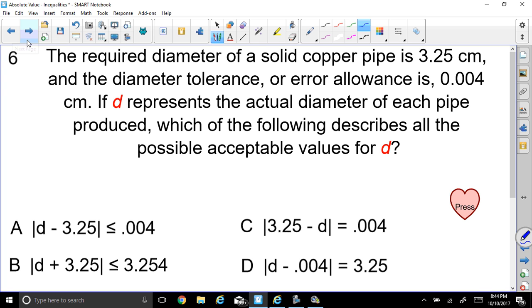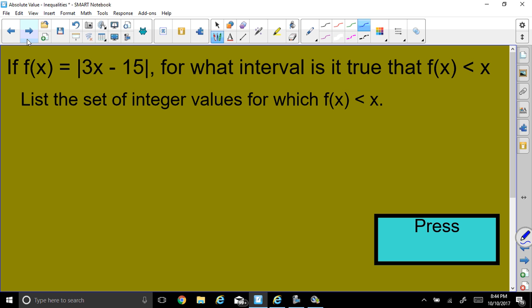So absolute value inequalities. So here's another one. This is a good one. I like this one. So list a set of integer values for which f of x is less than x. And here you have f of x is 3x minus 15. So what interval is true that f of x is less than x?